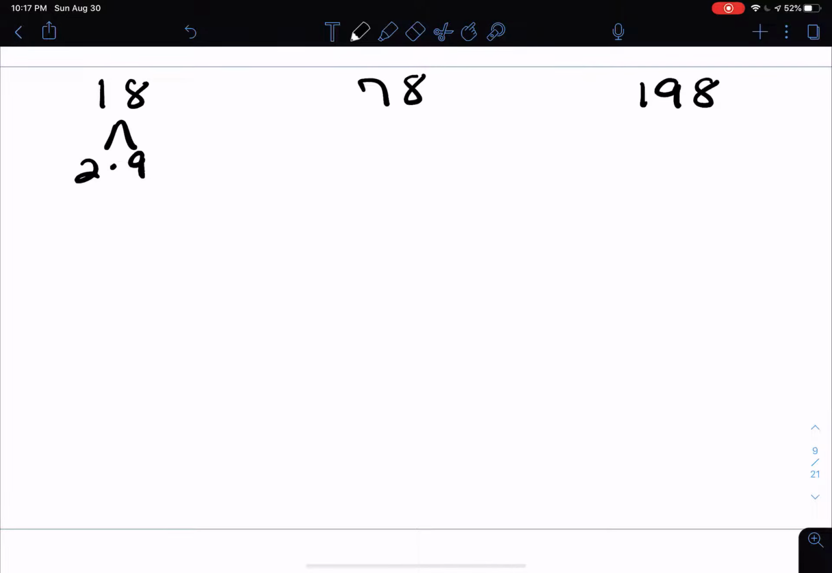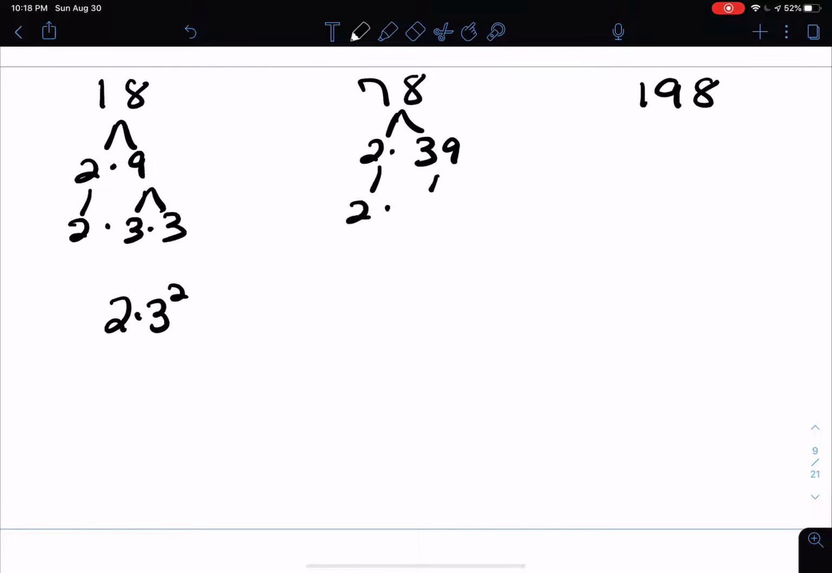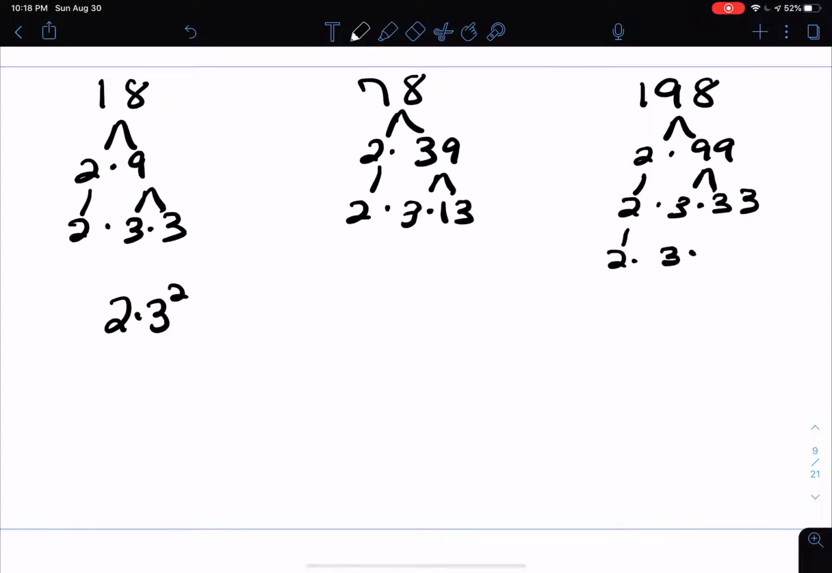Let's do the 3 numbers one more time. The same 3 numbers: 18, 78, and 198. All right, we got 2 times 9. And we got 3 times 3 there. So we have 2 times 3 squared. 78, 2 times 39. 2 times 3 times 13. Then 198, 2 times 99. 3 times 33. 3 times 11.